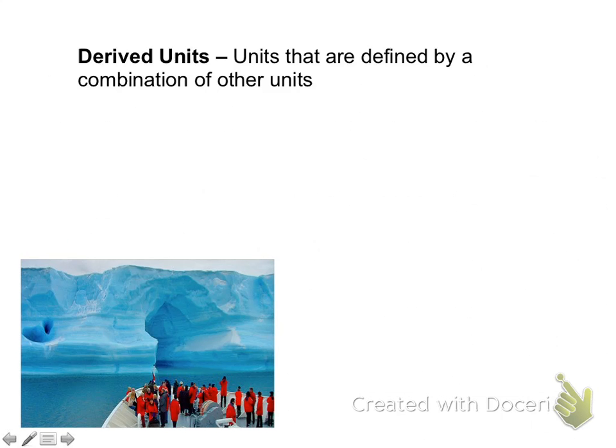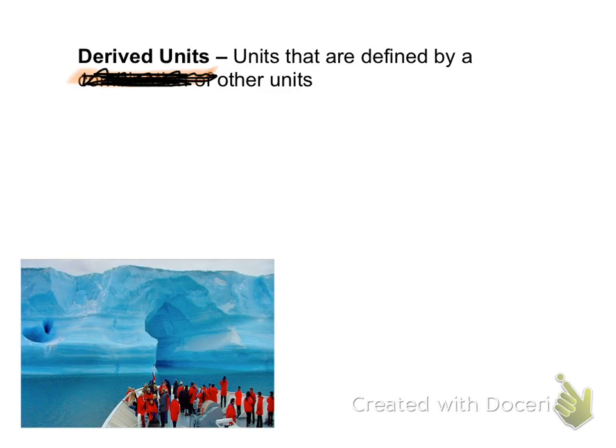So we also have derived units, units that are defined by a combination of other units. I like to think of it maybe not by a combination of, but just by other units. So units that are defined by other units. They're not based on a physical event or an object like the kilogram. They are defined just by other units.